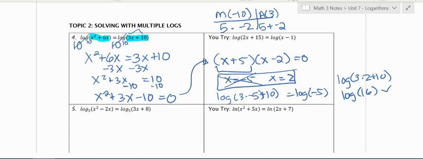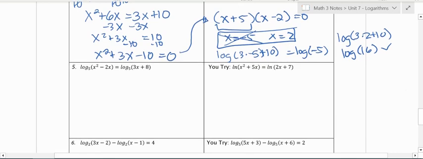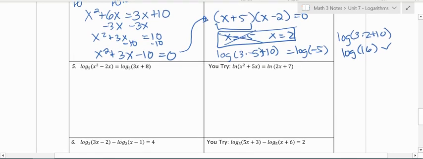But especially when you get two solutions, you want to test that both of them end up working, because you can't take the log of a negative number. You get an error on your calculator.